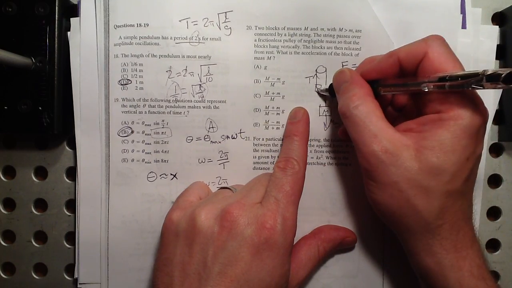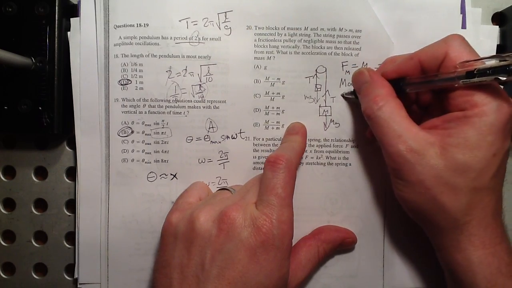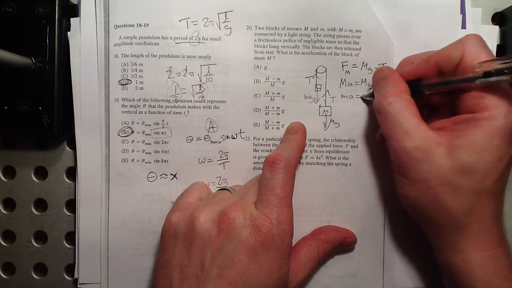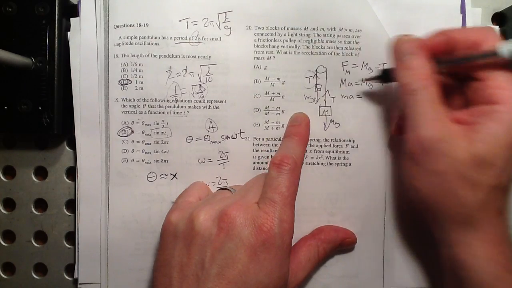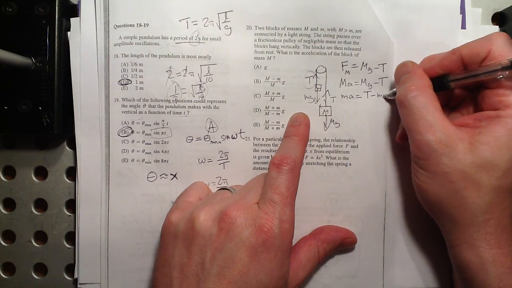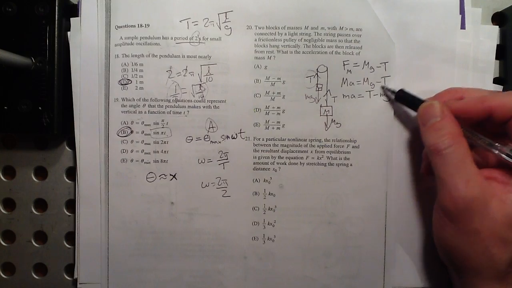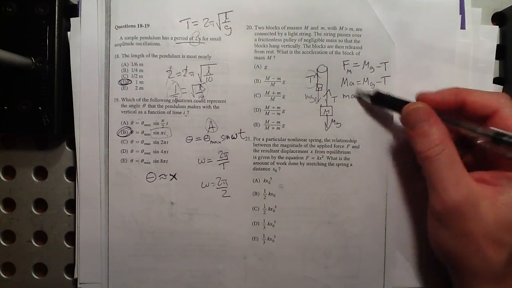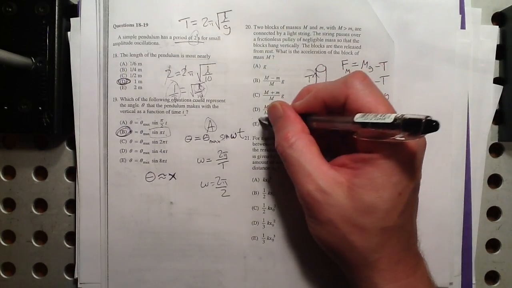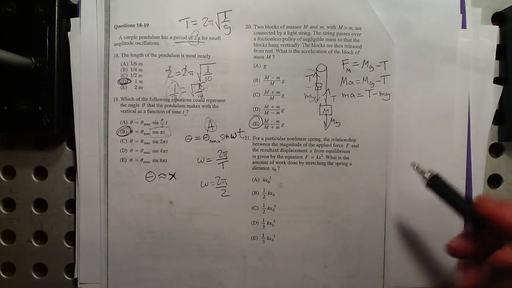And for the smaller one, since it's going up, we get its mass times acceleration is, this is the greater here, so T minus mg. And getting rid of the T's, setting one equal to the other, doing some substitution, you should arrive at an answer of E. I'll leave that simple algebra for you to complete.